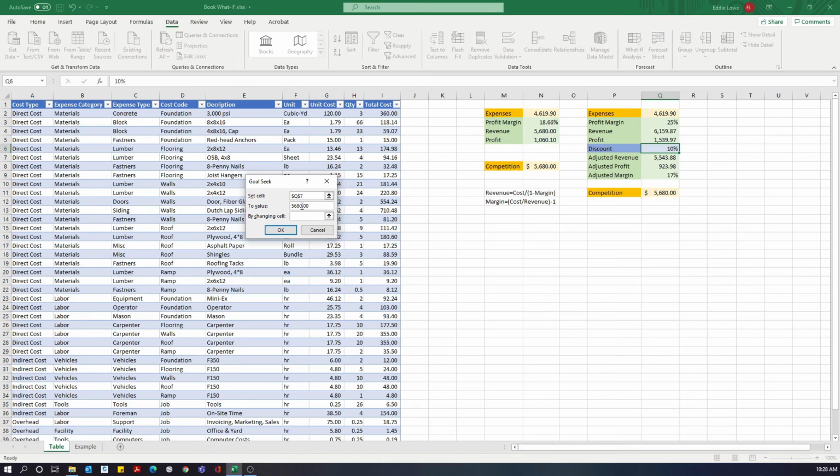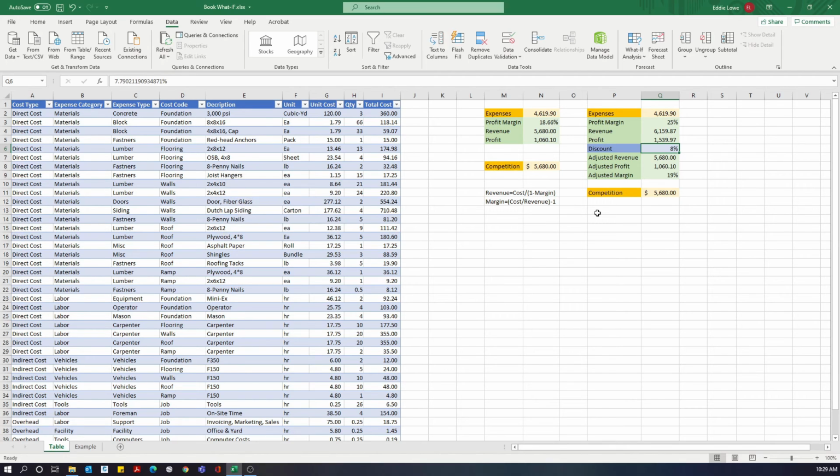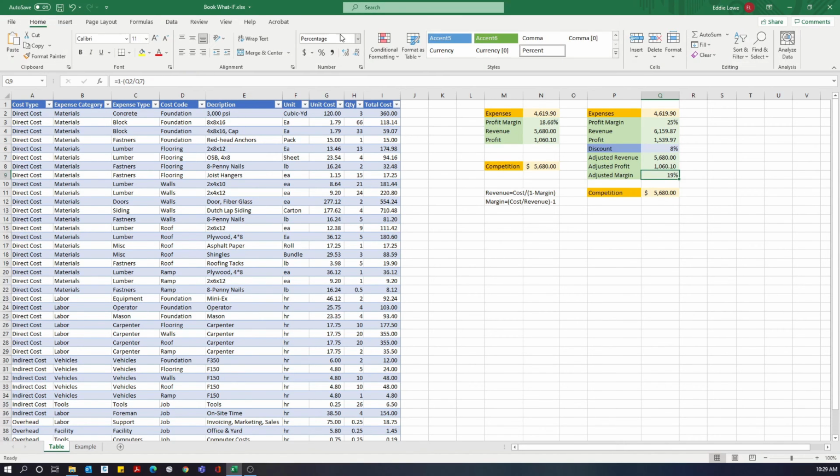$5,680. And we want to get there by changing our discount price. As we can see, we would apply an 8% discount to our product to be able to sell it at the same price, which would give us an adjusted margin again of approximately 19%, or our 18.66%. So that's another way of finding it, by being able to apply a discount. I hope this has explained how to use the What-If and Goal Seek analysis.